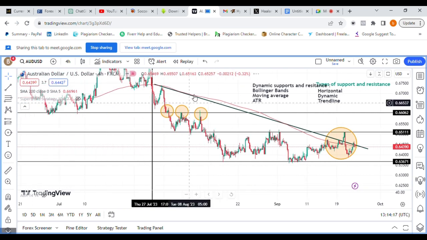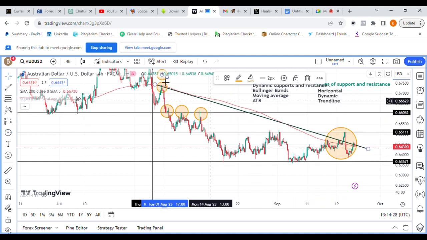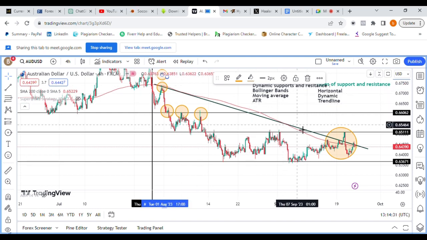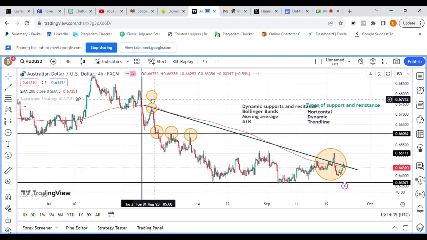Now let me pick out the tool here. This tool here. Okay, this is one touch. Another touch is most likely to be here. Let's take down another touch here.